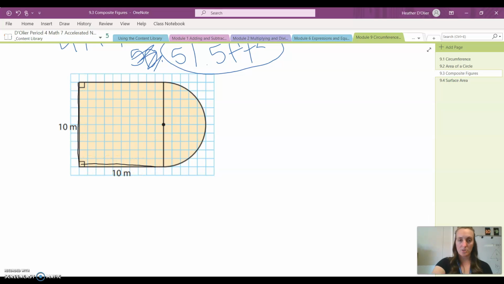And then this looks like a circle, and it's actually half of a circle. They've literally cut it in half. Like I could draw it in the other half. I know that's not perfect. But so I've got a square, and I've got a half circle.